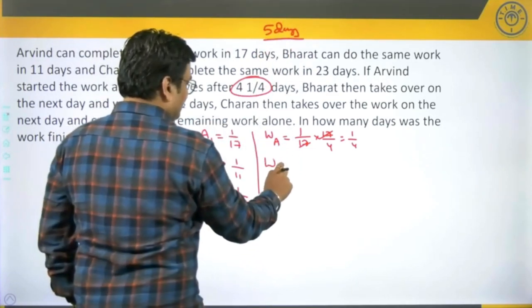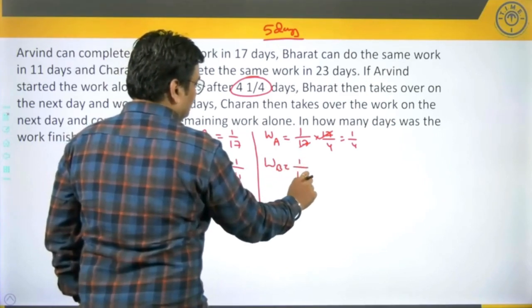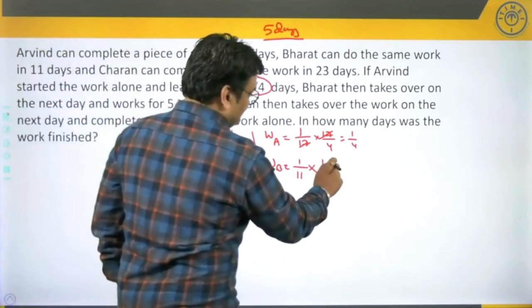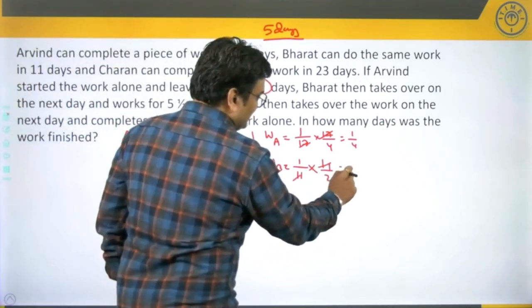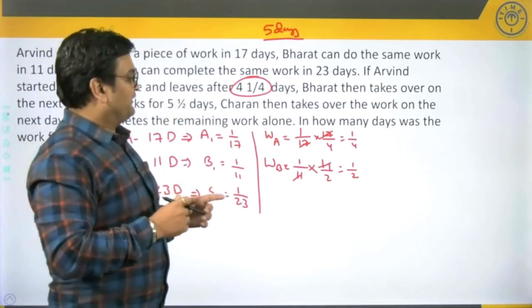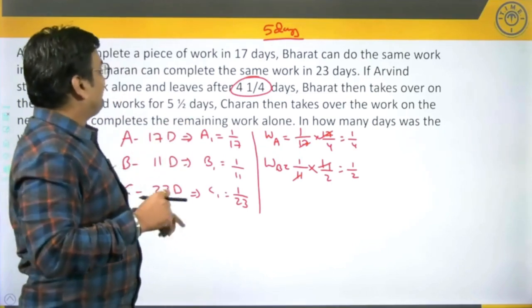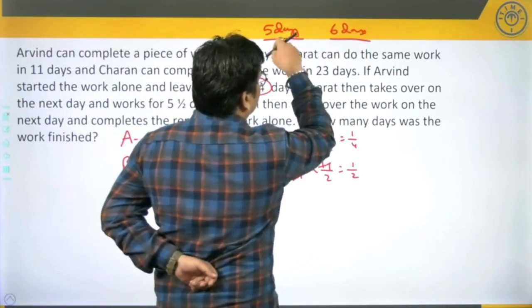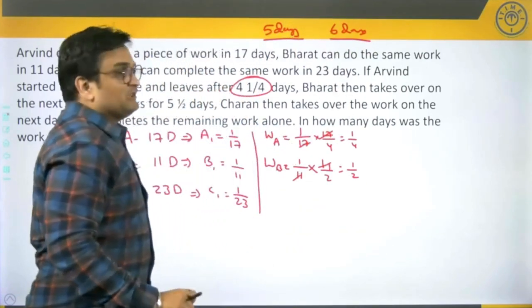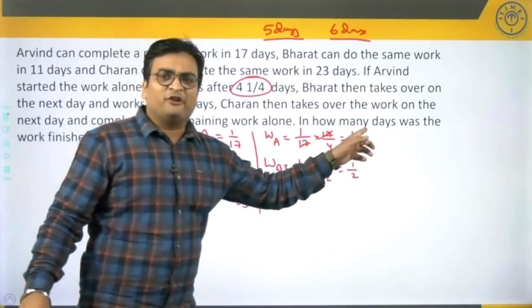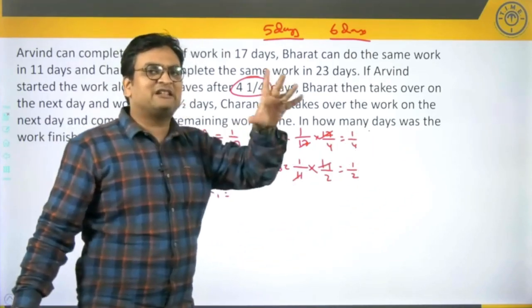Now, what is work done by Bharat? It's 1/11 into how much time? 5 1/2 is 11/2. So, Bharat is doing half the work. So, that means, please notice, how many days has he taken? 5 1/2 means 6 days. So, this is Bharat, this is Arvind, this is Bharat. Now, that means Charan will have only 1/4 work left, since 1/4 and half, that means 3/4 are done.